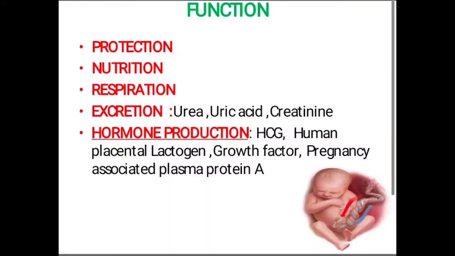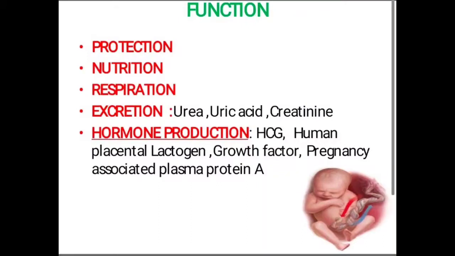The next function of the placenta is respiratory function. In respiratory function, carbon dioxide and oxygen are transported by simple diffusion through the placenta. The next function is excretory function. In the fetal body, some unwanted waste products are there, that is urea, uric acid and creatinine, and they are removed from the fetal blood through the placenta.